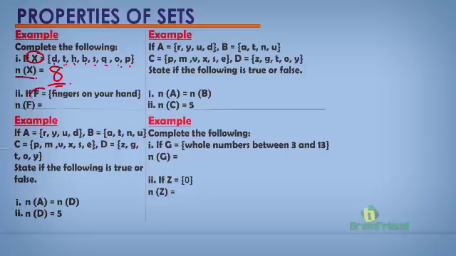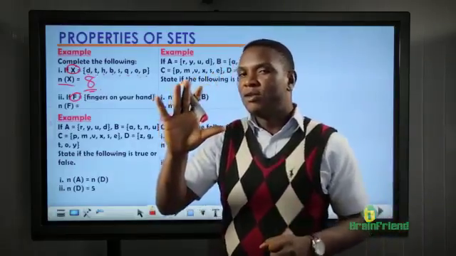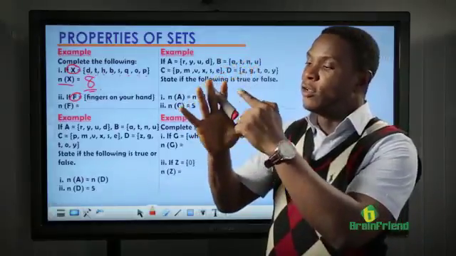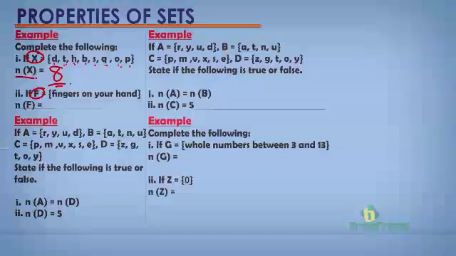Let's try our second example here. If F is the set of the fingers on your hand, here's your hands. If we count the fingers on our hand, how many would you have? You have 1, 2, 3, 4, 5. Therefore, the cardinal number of our set F here is written again in this manner, and our count will be 5.